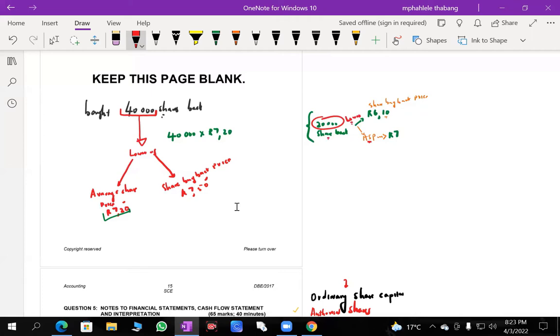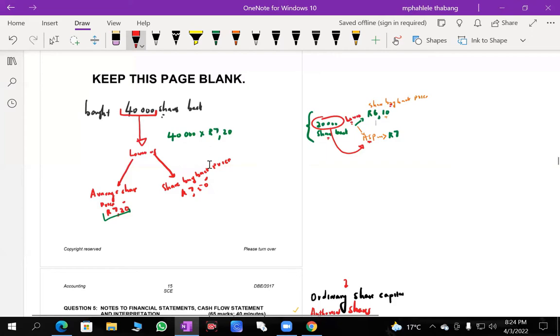The problem is that grade 12 learners only think that the shares we bought back should be valued at the average share price. That is wrong thinking. We use the lower between these two. You need to be very smart. Sometimes the share buyback price is the lower one.